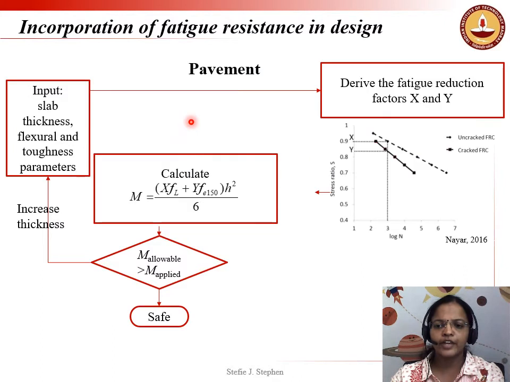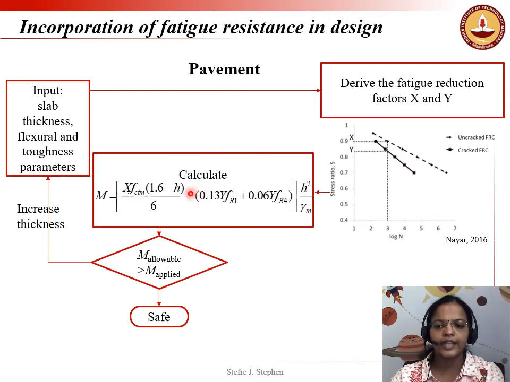As a design modification, it is suggested to use a fatigue reduction factor X and Y instead of using the dynamic factor of 1.6. X corresponds to the pre-peak fatigue model and Y corresponds to the post-peak fatigue model. So the X has to be multiplied with FL, which is the flexural strength, and Y has to be multiplied with equivalent strength. Similarly, for the design with the residual strength, X has to be multiplied with the tensile strength and Y has to be multiplied with residual strengths FR1 and FR4.